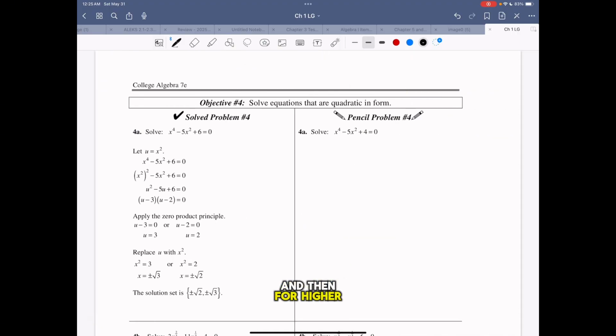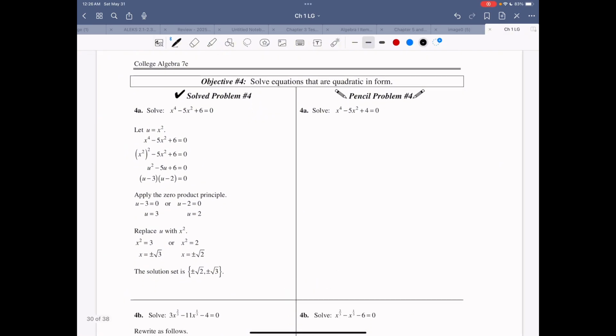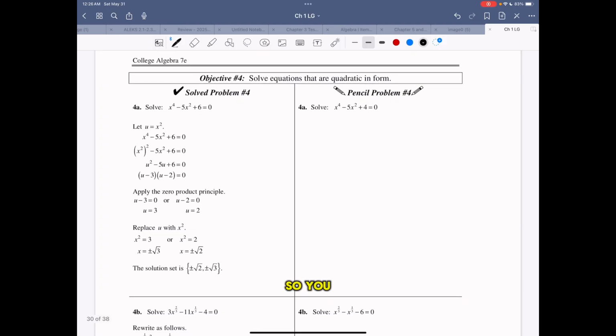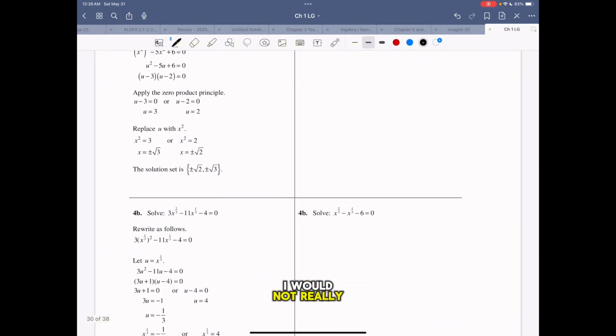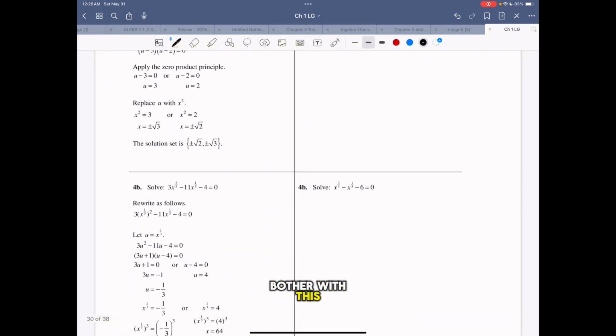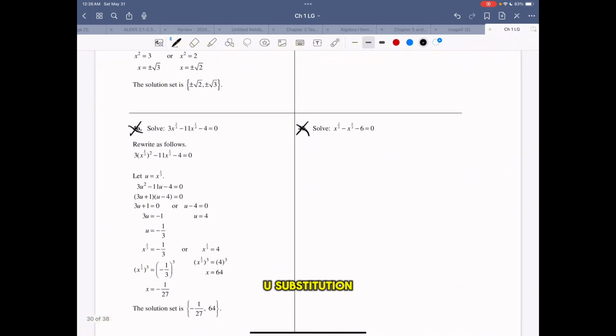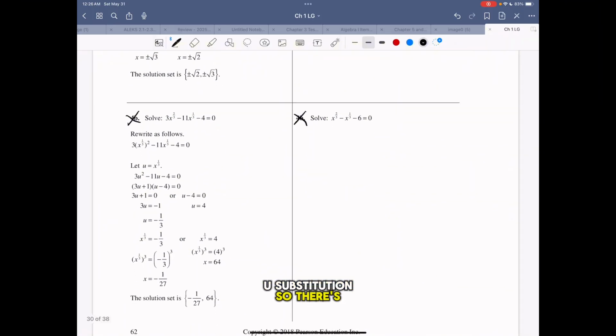And then for higher order, you do the same sort of process. So I would practice this on your own. So you see the example on one side and then try to do the same on the other side. I would not really bother with this. Even in calculus, we don't really do fractional exponentials when it comes to use substitution. So there's that.